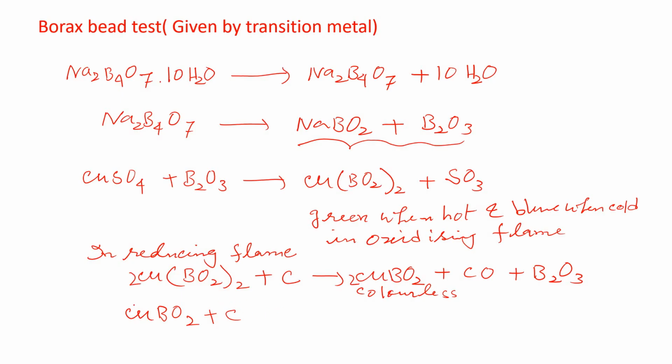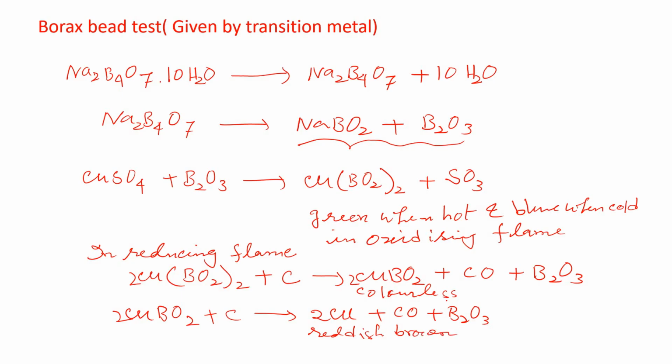Then what we'll get? So here also we'll take 2. So what we'll get the metallic copper. And all of you know the color of the metallic copper. That means that reddish color. Okay, that is what we can say, it is reddish brown.